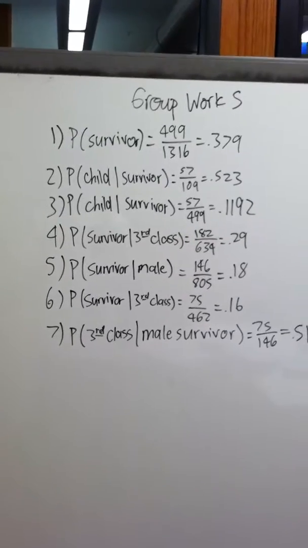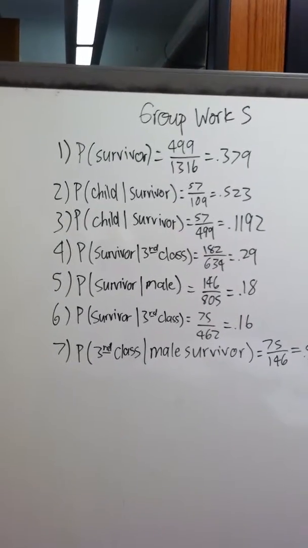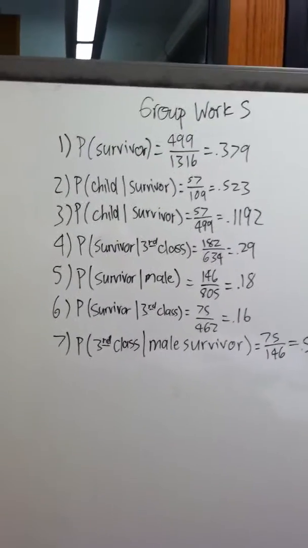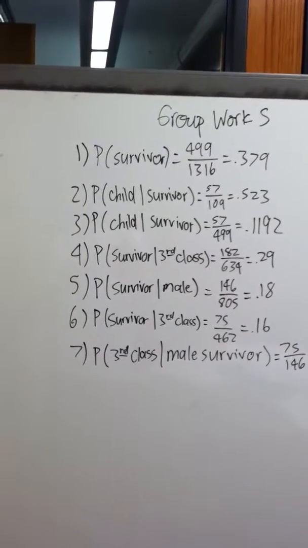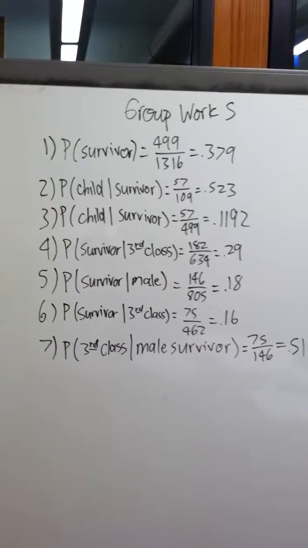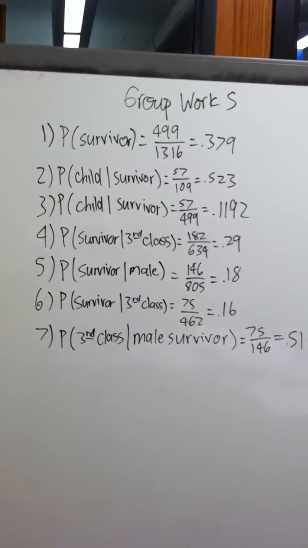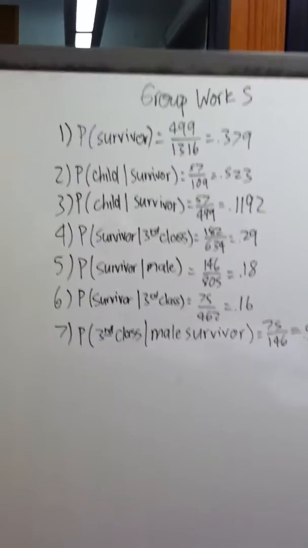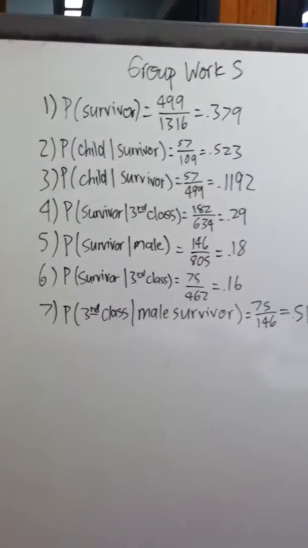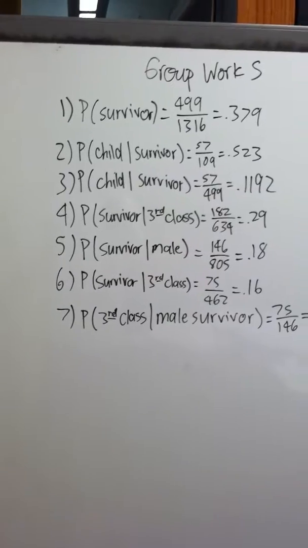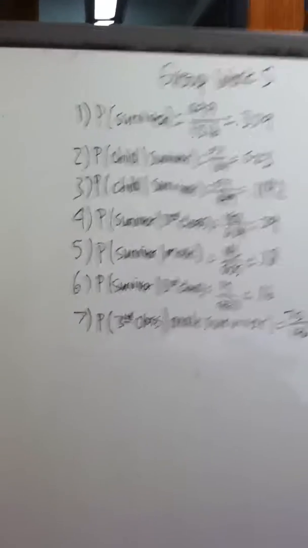Question 5 is asking what is the probability that a randomly selected male was a survivor. In this case, we would take the total number of males that survived, 146, and divide that by 805, which is the total number of men that were actually on the Titanic. We divide that and it gives us a probability of 0.18.